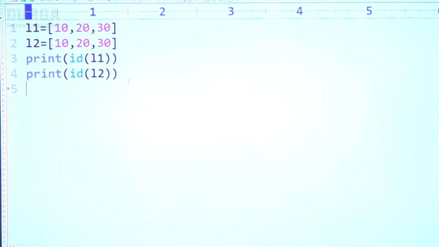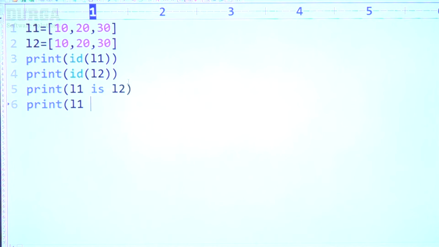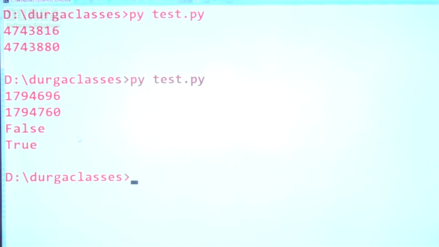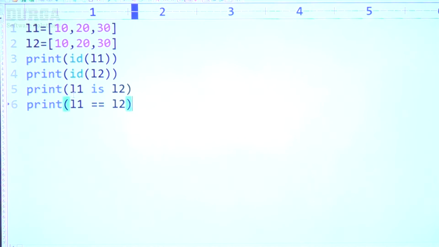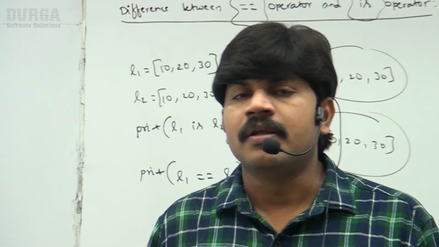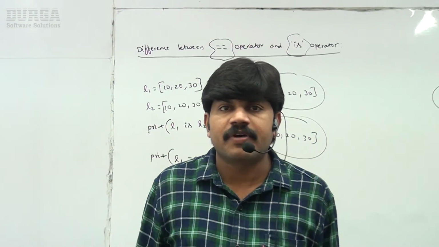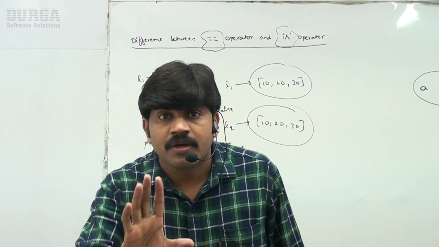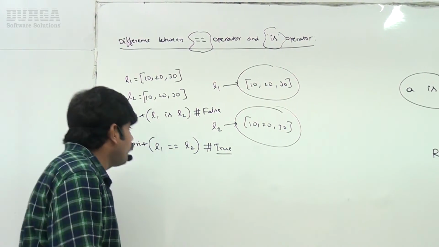Now my target is print of L1 is L2. Once the addresses are different, the is operator is always going to return false, sir. Print of L1 double equal to L2. Sir, what is the answer? In the first case false, sir, because the addresses are different. Okay, but in the second case true, sir, because the content is the same. Everyone can understand, right? So what is the difference between the double equal operator and the is operator? The double equal operator is always meant for content comparison, the is operator is meant for what? Reference comparison, right?